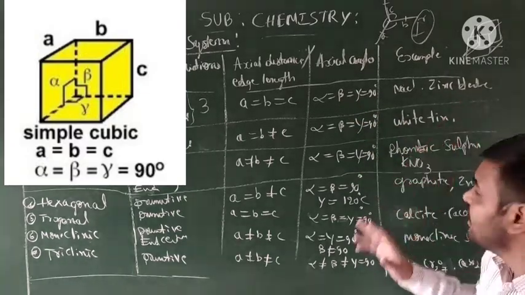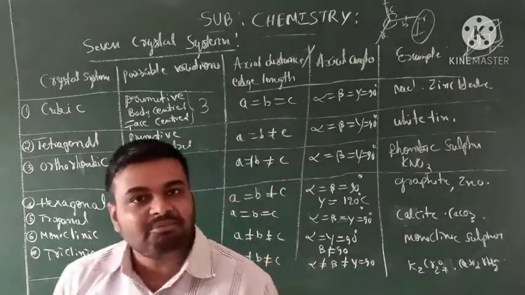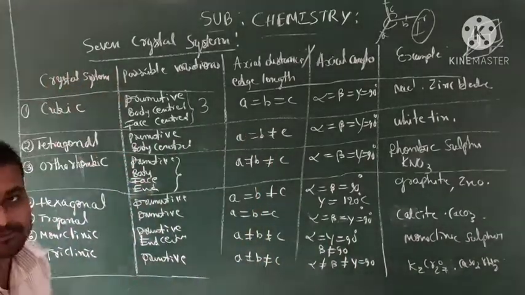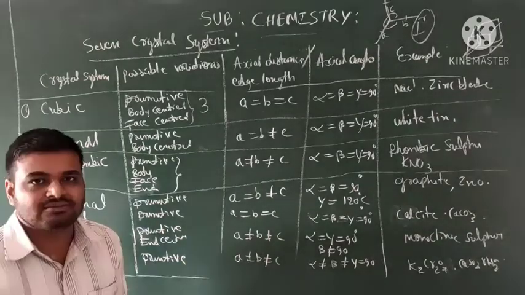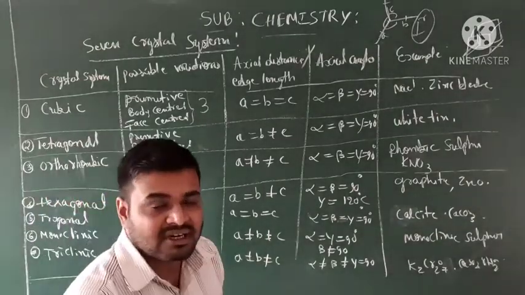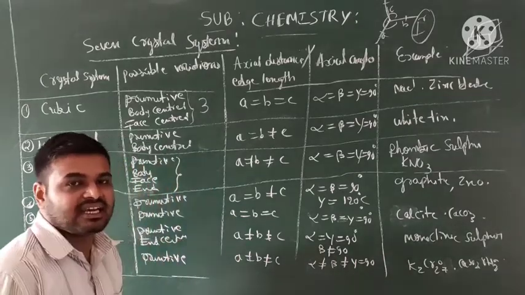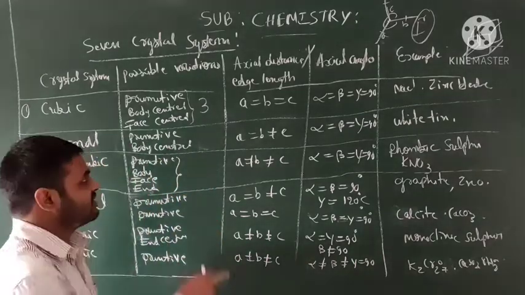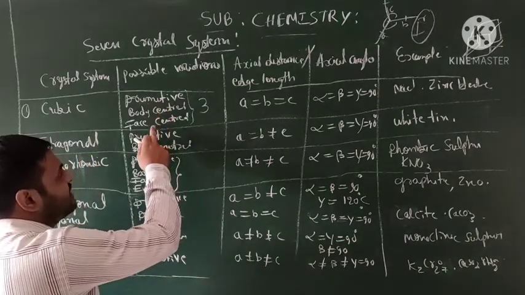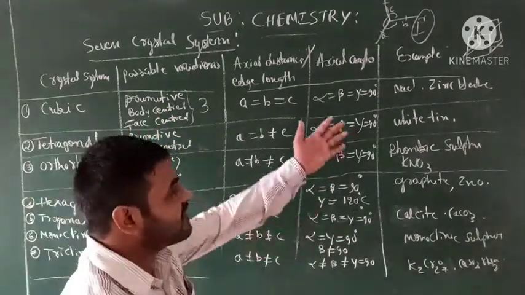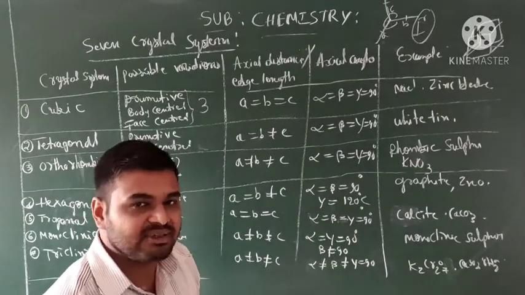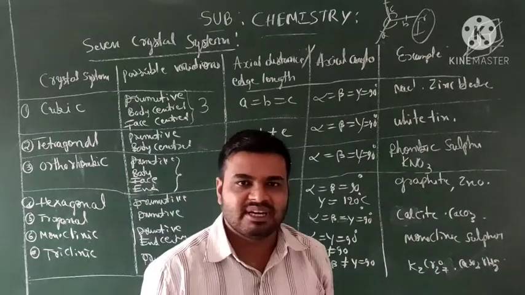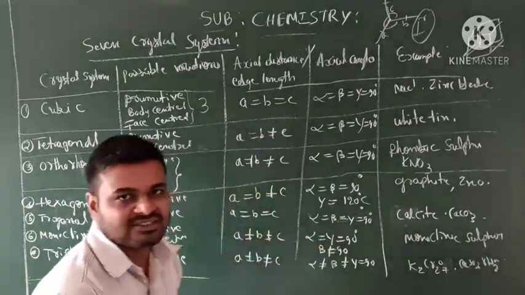The examples of cubic crystals are sodium chloride, zinc blende, copper. So in the examination, we will be asking one more question. What are the variations we can observe in cubic crystals? We can write 3 cubic structures, which are primitive, body center and face center. We may ask what the axial angles are in a cubic structure: alpha, beta, gamma is 90 degrees. Anyway, questions may be arranged in different ways in examinations.